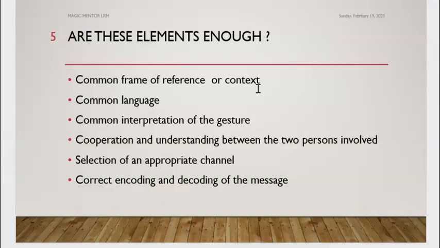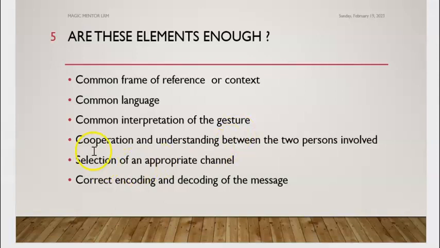So we need to know the language, or we need to select the language which is known by both the sender and the receiver. Thirdly, it's common interpretation of the gesture. So gesture varies with communities. So for example, there are communities where saying yes means nodding the head from left to right. Whereas when we say yes, we nod our head up and down. So therefore, here the gesture varies, and if the gesture varies, we will not be able to understand or comprehend what the other person is trying to say.